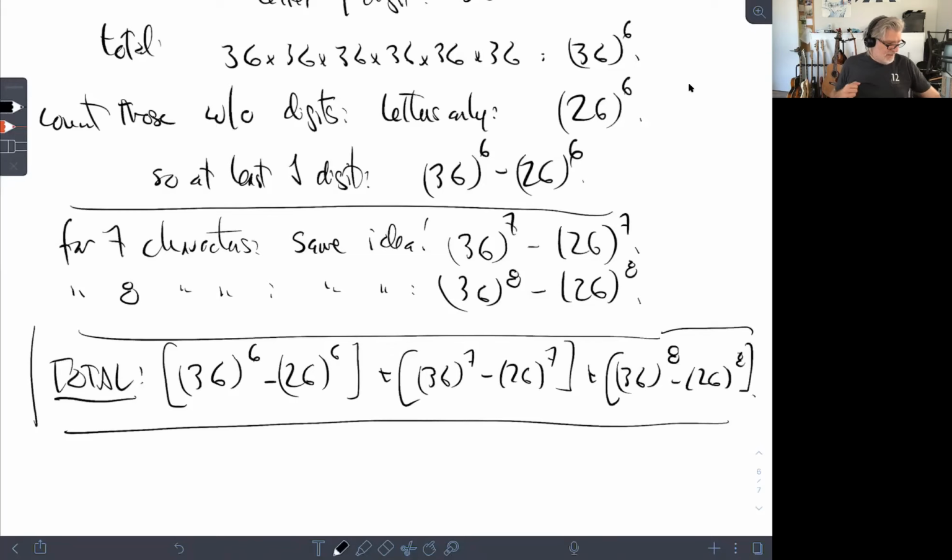I hope you see how this goes. Maybe you have to try it by yourselves to see how bad it gets if you try to count directly those with at least one digit. It's possible, you're going to get an expression for it, but it's very messy, long and painful. And it's easy to make a mistake by counting the same thing twice or forgetting to count something. So this is probably the fastest way to do it. Questions at this point?